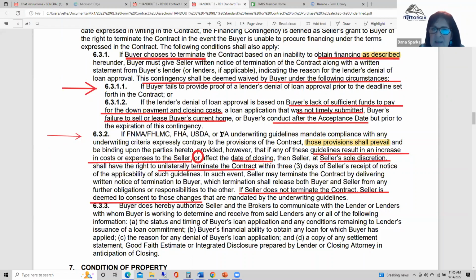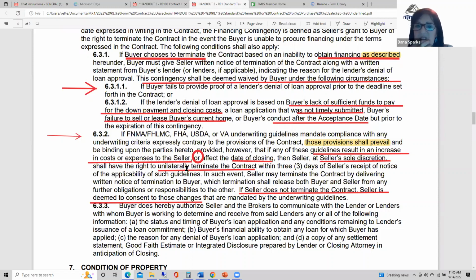However, if these guidelines, meaning these underwriting guidelines by these federal entities, result in an increase in cost or expense to the seller or affect the date of closing. So let's talk about this: increase in cost or expense to the seller. Let's say a buyer and a seller are under contract for conventional financing, which would be governed by Fannie Mae or Freddie Mac. And then the buyer changes to FHA or VA or USDA. Well, under those government insured loans, FHA, VA, USDA, there are certain costs a seller must pay that they are not required to pay under a conventional loan.